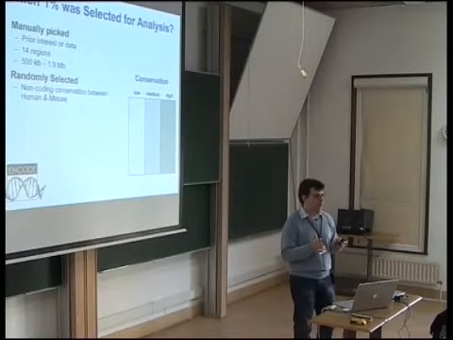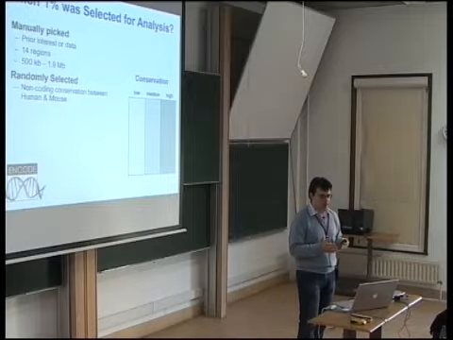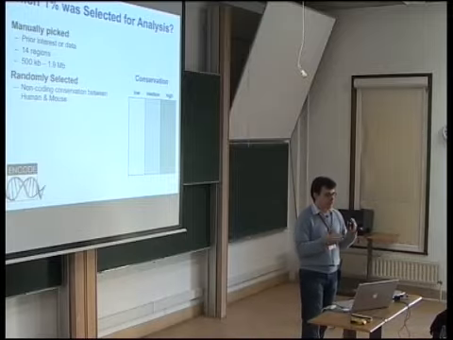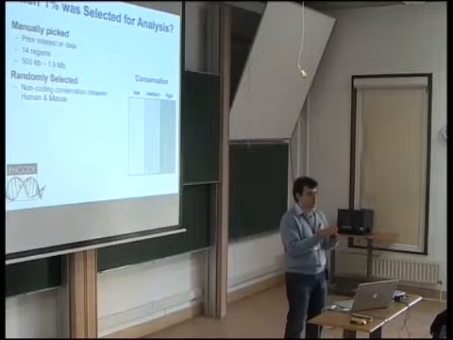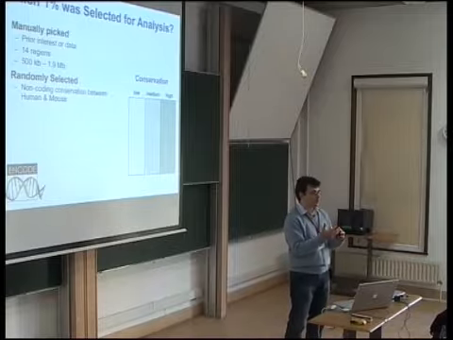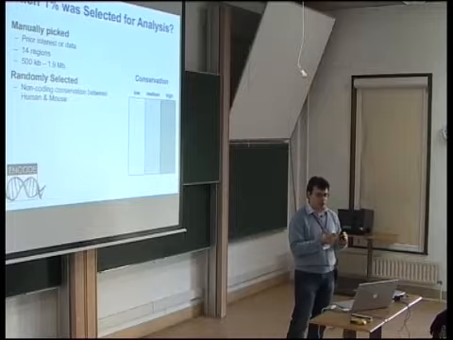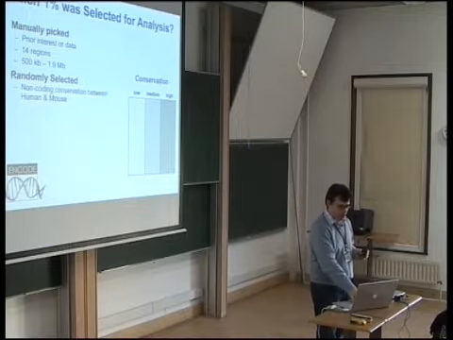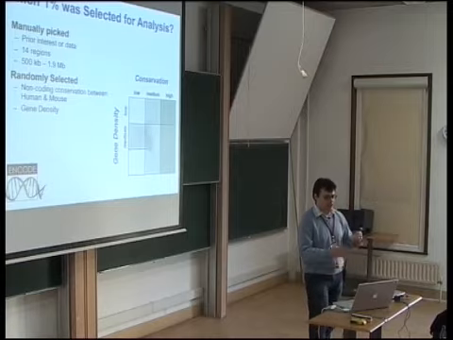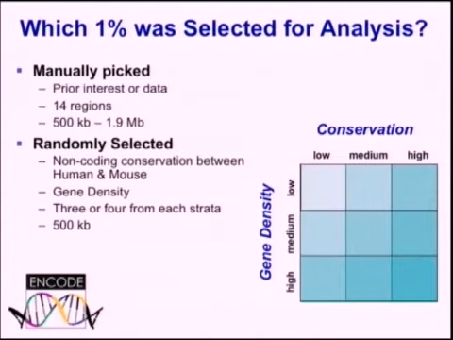But the other half of this 1% was selected randomly based on two stratifications. At the time that this project was started, it's kind of hard to believe, but there was only human data and mouse data with respect to vertebrate comparative genomics. And so we stratified the genome into low, medium, and high non-coding conservation between human and mouse. And then we also looked at gene density, again, low, medium, and high. So you essentially have these 9 strata, and random 500 kb regions of the genome were picked.